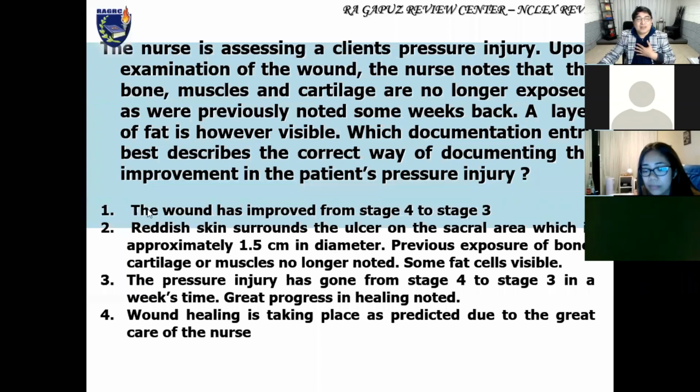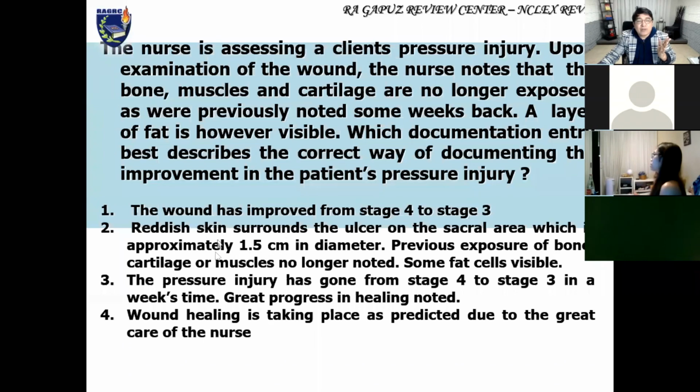Okay, this is just too general. Look at number 2. Reddish skin surrounds the ulcer on the sacral area, which is approximately 1.5 centimeter in diameter. You're describing the location. You're describing the size. Previous exposure of bone, cartilage, or muscles no longer noted. You are describing now an improvement and some fat cells visible. Now, question. Could this be considered? Yes. But look, colleagues, look.